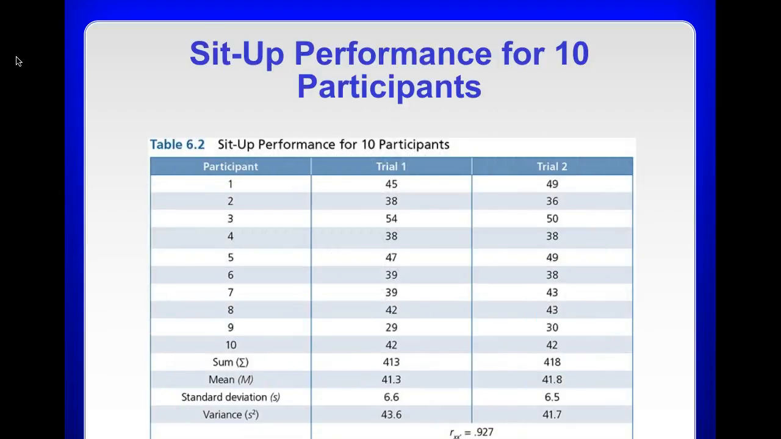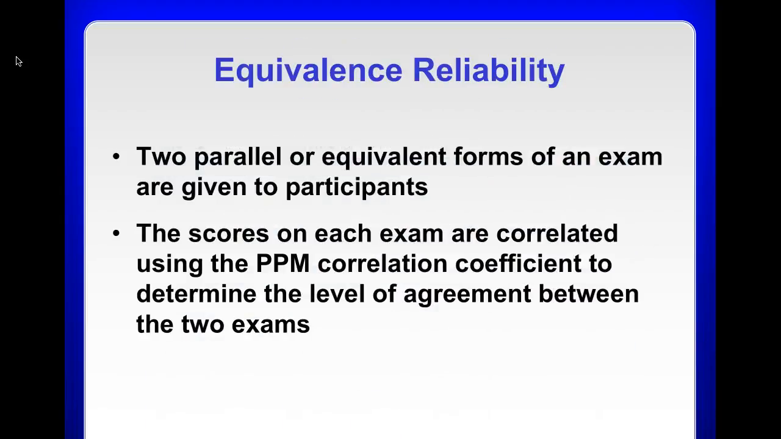So if you look at the sit-up, this is a classic example of this kind of test. For instance, participant 1, first trial is 45 sit-ups, second trial is 49. So you can see they're really darn close to each other. Increasing reliability, the equivalence reliability: 2 parallel or equivalent forms of an exam are given to participants.